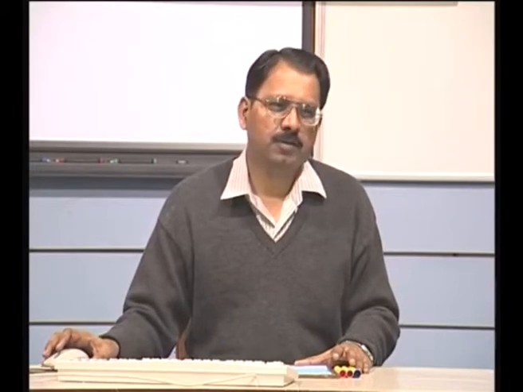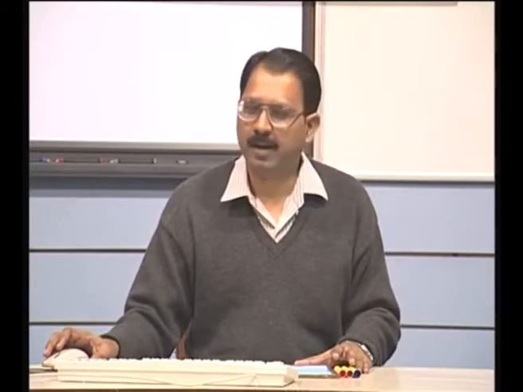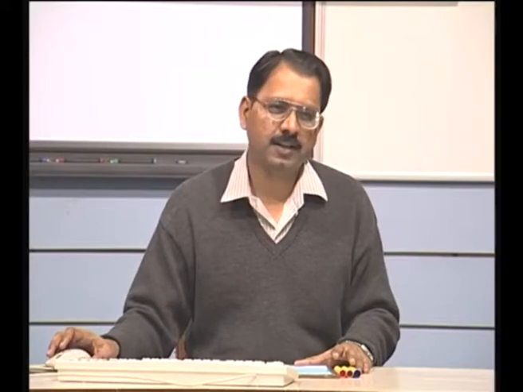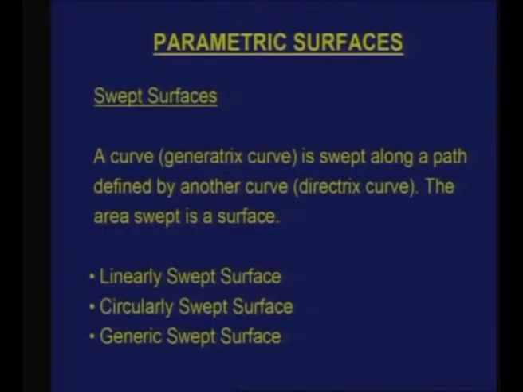Then probably one of the most important ways to define a parametric surface is what is called a swept surface, or the concept of sweeping. So, in a swept surface what is done is you take a curve, okay, it can be a straight line, it can be an arc, it can be any freeform curve. This is called a generatrix curve. Now, this is swept along a path which is defined by another curve, which is called a directrix curve. Then the area which will be swept by the curve is a surface, that I call a swept surface.